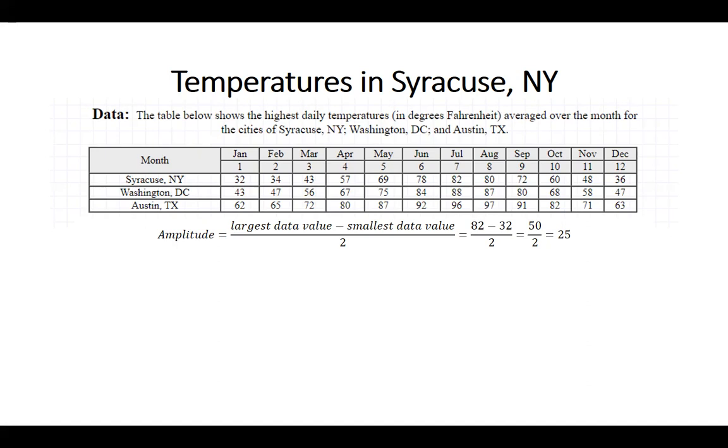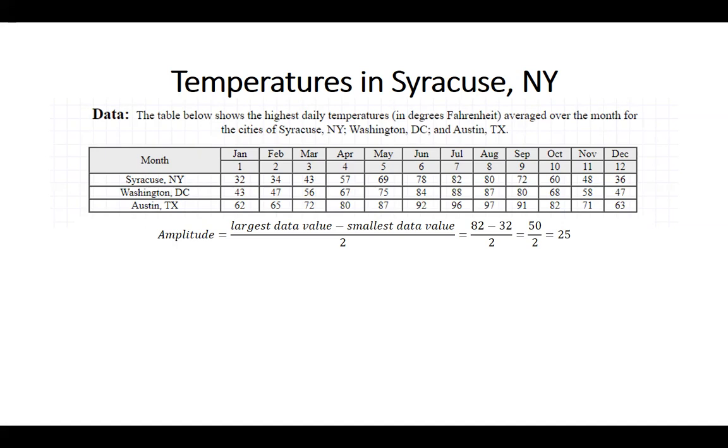Remember, order of operations, please, right? This is 82 minus 32 gives you 50, then divide by 2, not 82 minus 32 divided by 2. Just be careful about that when you plug those things in your calculator. So we get 50 over 2 or 25.